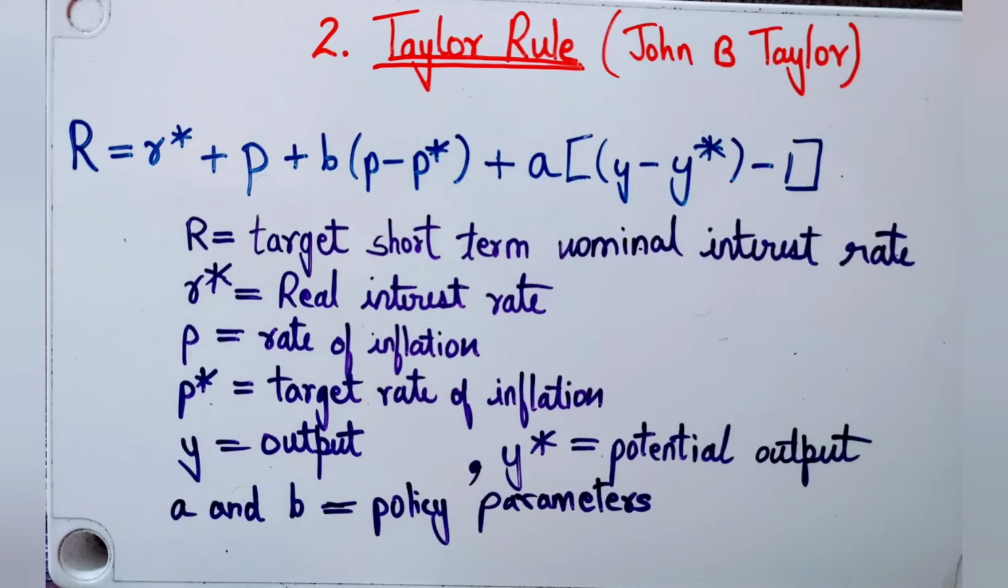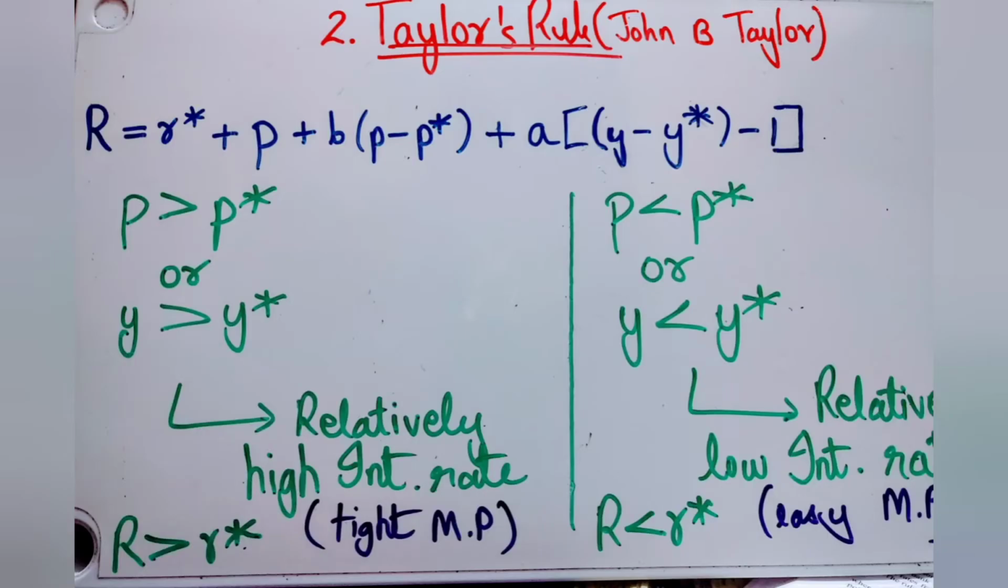And then we have to take the second parameter and multiply it with the difference between the target rate of inflation and the actual inflation. And then we have to add all these factors, and after adding all these variables we would get the target short-term nominal interest rate that should or would be set by the RBI, or that would be set by the other central banks.